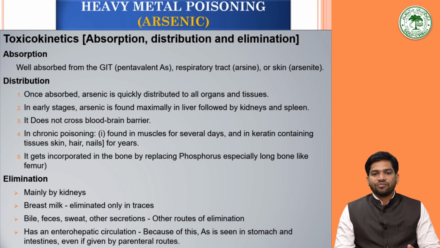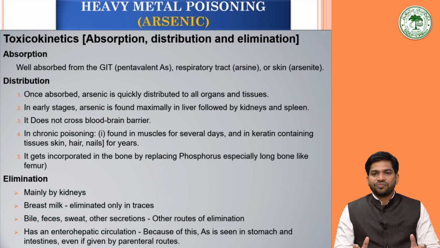In chronic poisoning, it is found in muscles for several days and in keratin containing tissues like skin, hair, nails for several years. It can appear in hair and nails within hours of ingestion. It attaches itself to sulfhydryl groups which are abundant in keratin. It gets incorporated in the bones, replacing the phosphorus, especially long bones like the femur. So, there it can be used for analytical purposes.